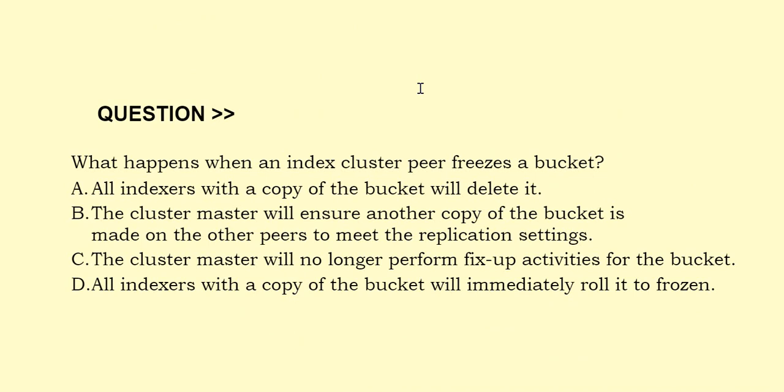Option B, the cluster master will ensure another copy of the bucket is made on the other peers to meet the replication settings. Option C, the cluster master will no longer perform fix-up activities for the bucket. Option D, all indexers with a copy of the bucket will immediately roll it to frozen. The correct answer is option C.